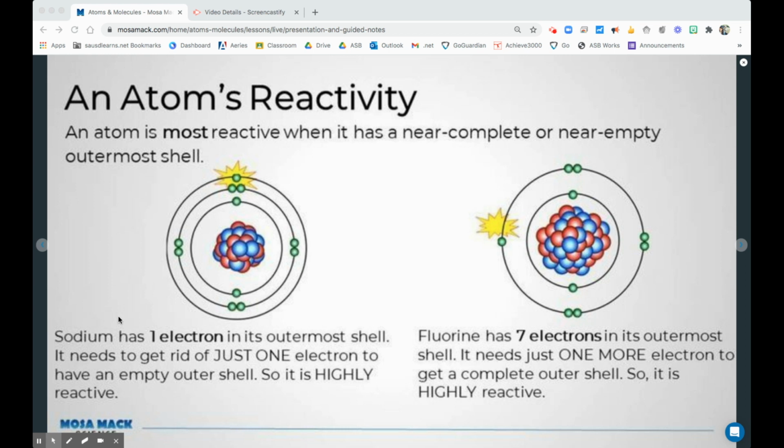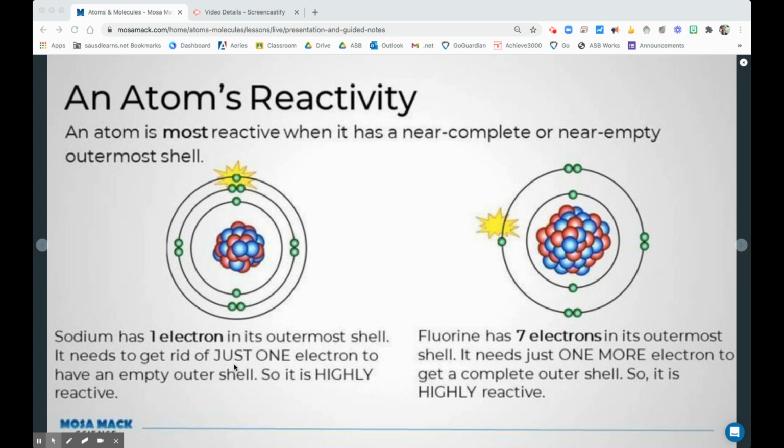So we're going to take a look at sodium. Here is a sodium atom. On the very outer shell, we're only looking at the outer shell, there is only one electron. So sodium has one electron in its outermost shell.